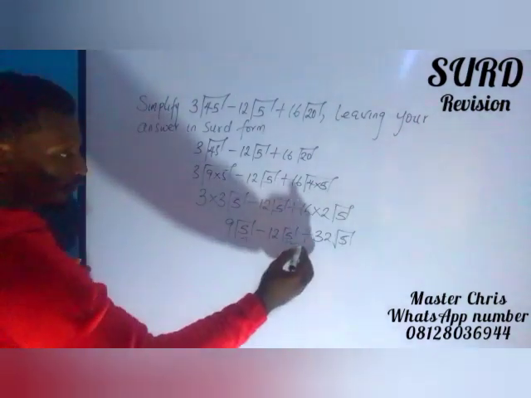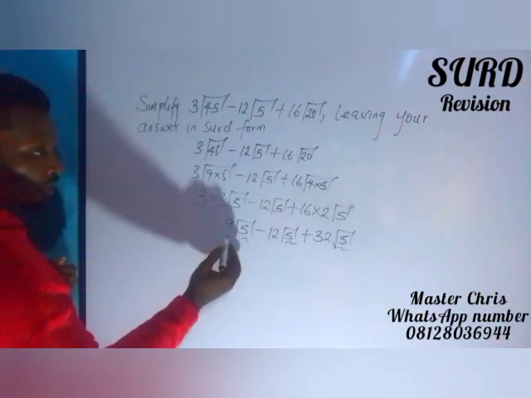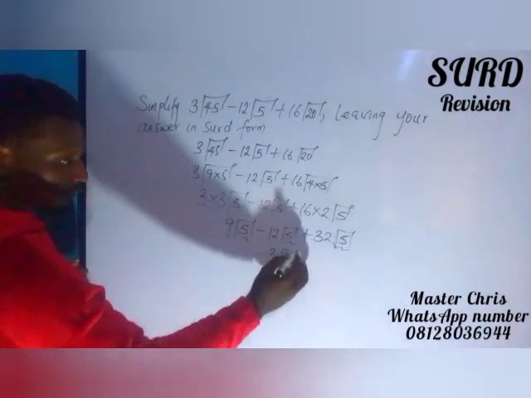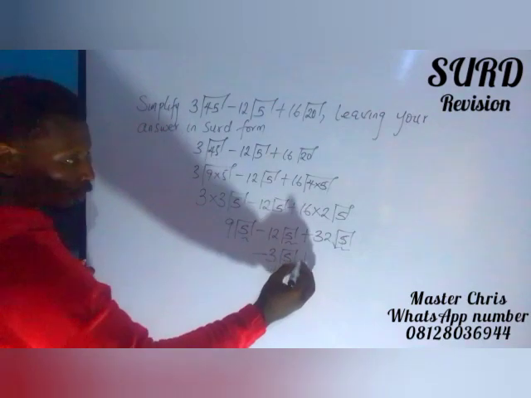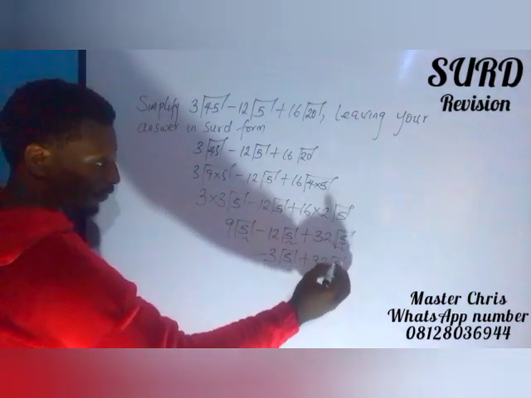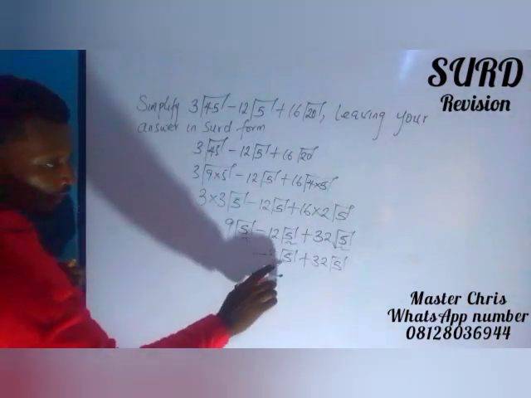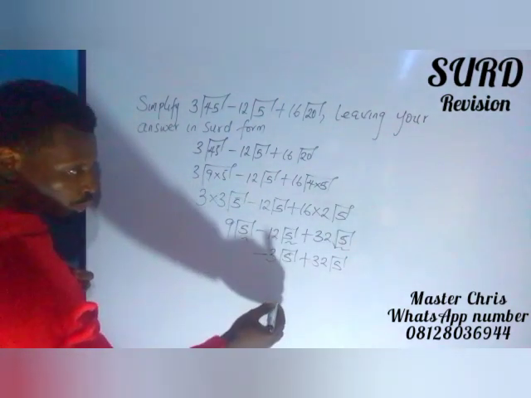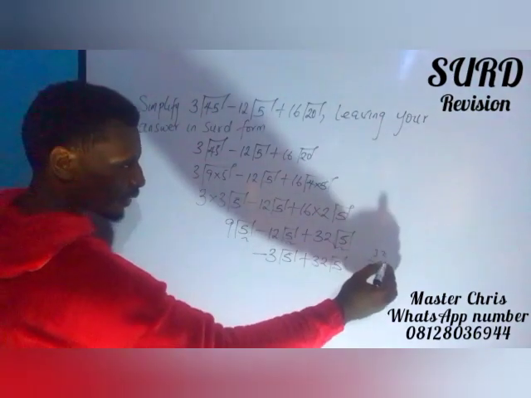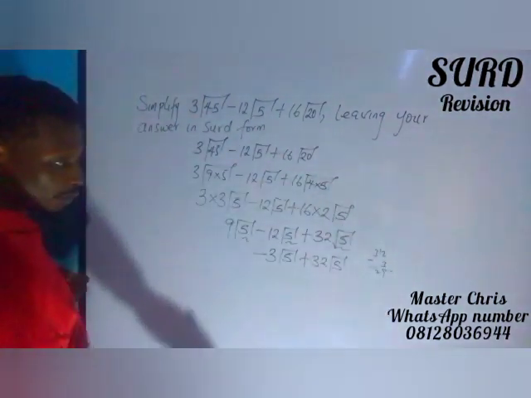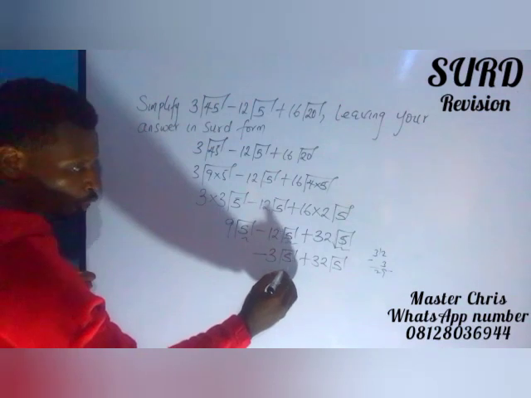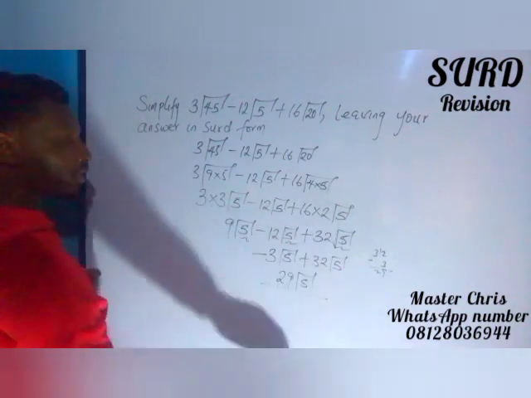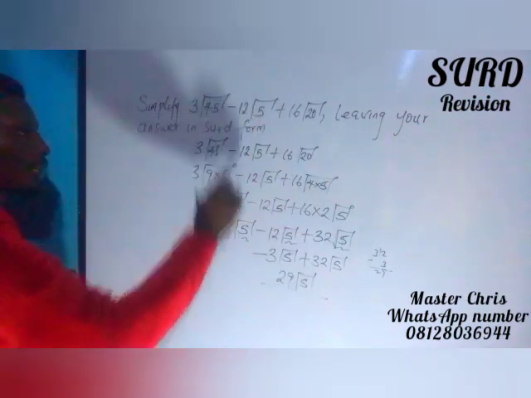So surd 5, surd 5, surd 5, so I can subtract and add. So 9 minus 12 will give us minus 3 surd 5, plus 32 surd 5. That is minus 3 surd 5 plus 32 surd 5, which gives us 32 minus 3, that is 29. So minus 3 plus 32 will give us plus 29 surd 5. So 29 surd 5 is the answer of this question.